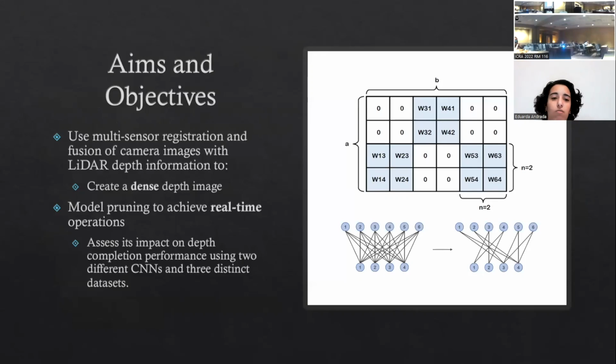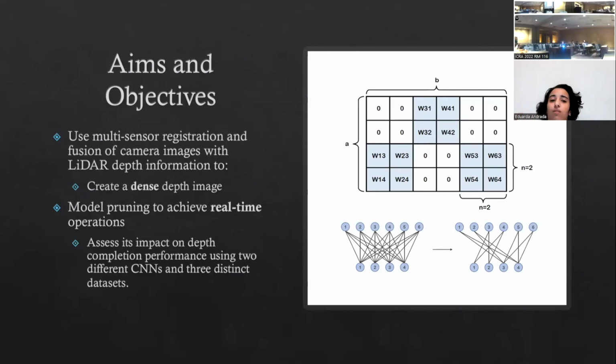So what was our goal? Our first goal is to use multi-sensor registration and fusion of camera images with LiDAR depth to create a dense depth image, done by using different depth completion CNN techniques. Now, the main focus of this paper is to present a proof of concept study to showcase the performance of model pruning in depth completion CNN models.